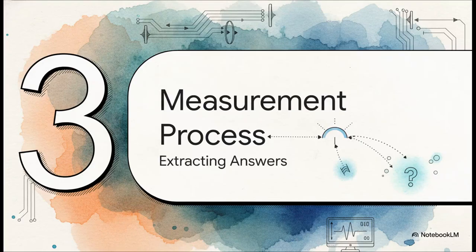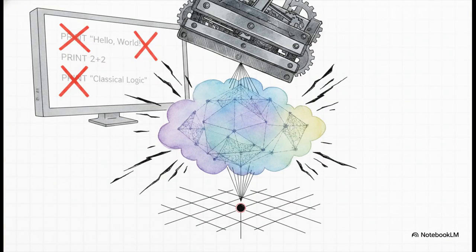Which brings us to Section 3. Measurement is an operation. To really grasp this, we have to shatter a classic illusion from classical computing. In standard software, you can just throw in a print statement to look at a variable mid-execution, right? Well, you absolutely cannot do that in a quantum program.